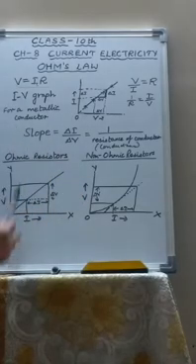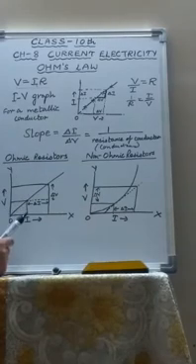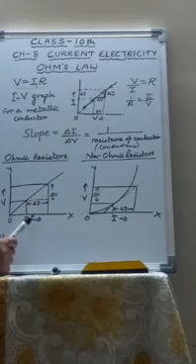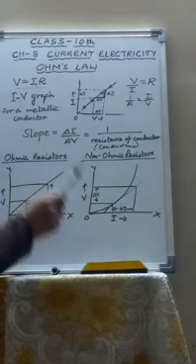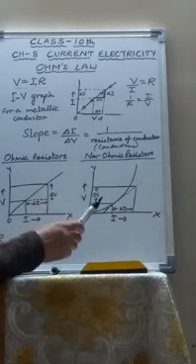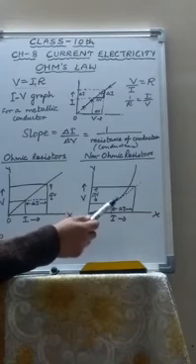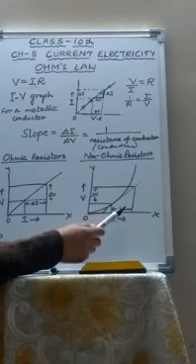Now, on the basis of this, there are two types of resistors: ohmic resistors as well as non-ohmic resistors. The conductors which obey Ohm's law are called ohmic resistors or linear resistors. Examples are all metallic conductors such as silver, aluminium, copper, iron, etc. And the conductors which do not obey Ohm's law are called non-ohmic resistors or non-linear resistors. Examples are LED, solar cell, junction diode, transistor, filament of a bulb, etc.